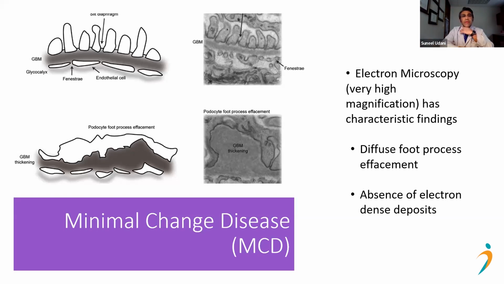And you see on the top, it's a normal looking glomerulus and podocytes, where those podocytes are upright and attached to the kidney filter. And the bottom is what we see in minimal change.